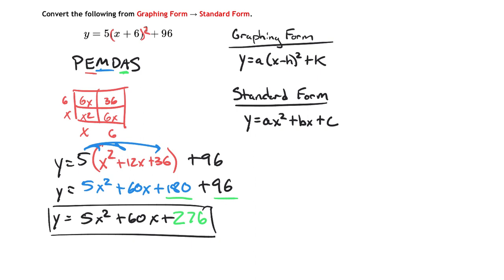Follow your order of operations. Make sure that you do your x plus 6 quantity squared correctly. Distribute the 5, add the 180 and the 96 together, and that creates your standard form.